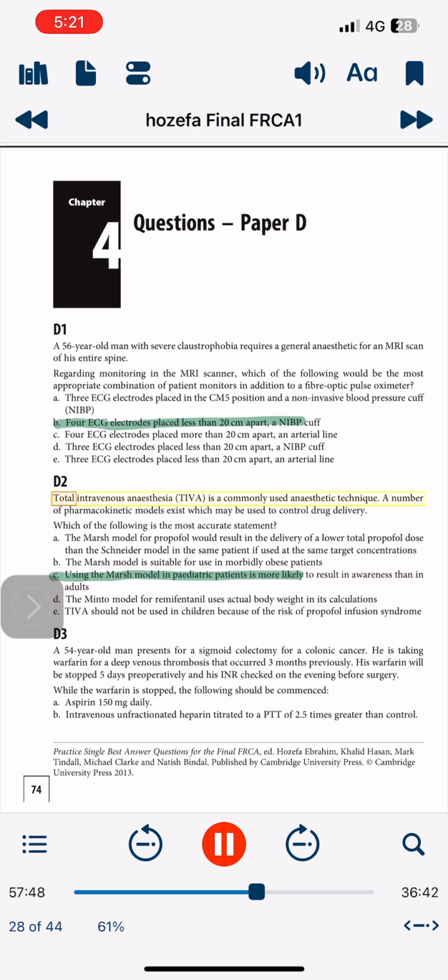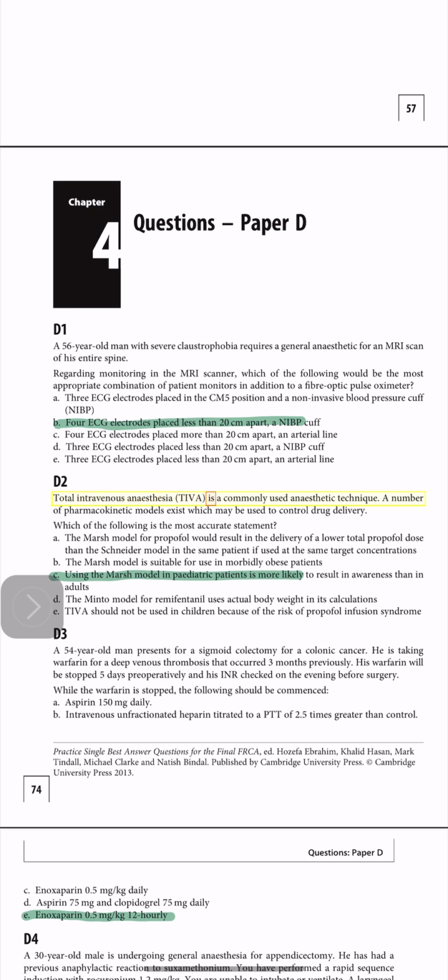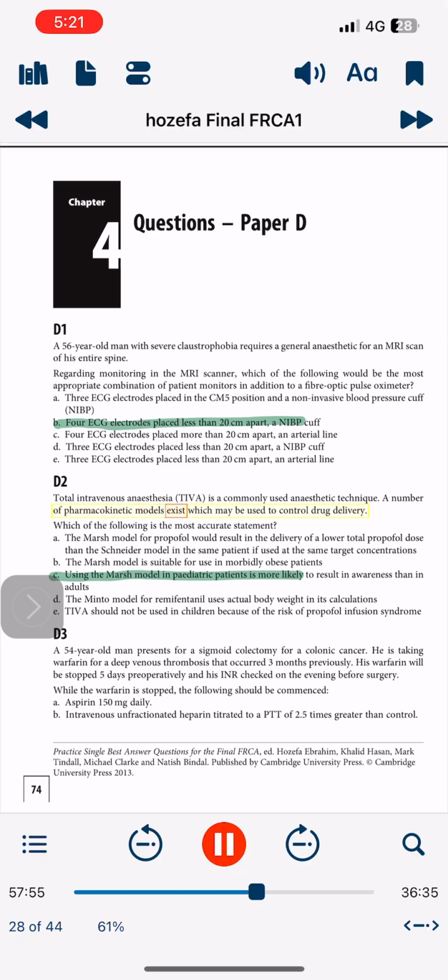D. Total intravenous anesthesia, TIVA, is a commonly used anesthetic technique. A number of pharmacokinetic models exist which may be used to control drug delivery. Which of the following is the most accurate statement? Using the Marsh model in pediatric patients is more likely to result in awareness than in adults. D.